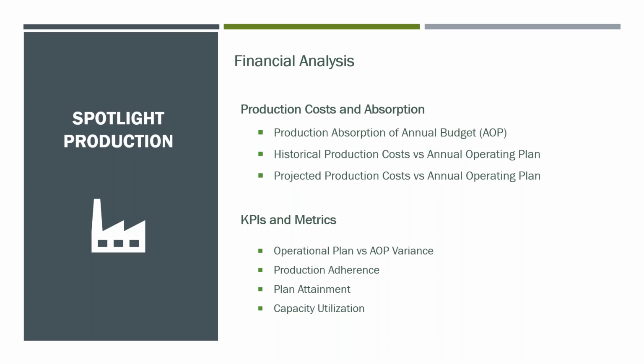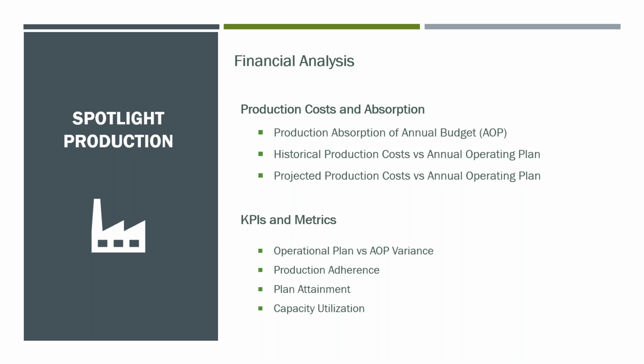Am I hitting my budgeted production? Am I ahead of my budget? Am I behind my budget? And then what does that look like? Do I have a positive or a negative variance? You can look at production, historical production costs versus your AOP, right? Again, that helps in that analysis also.